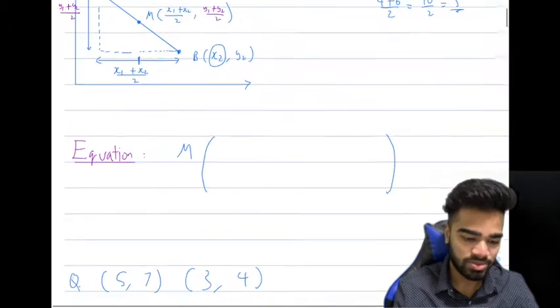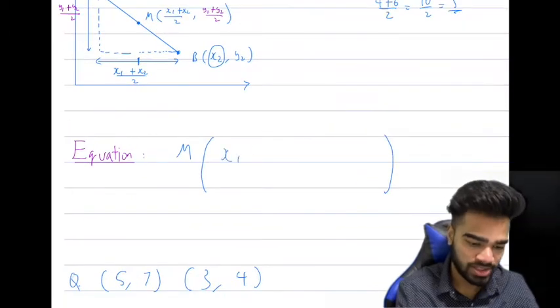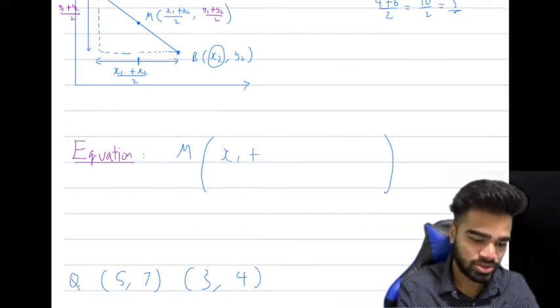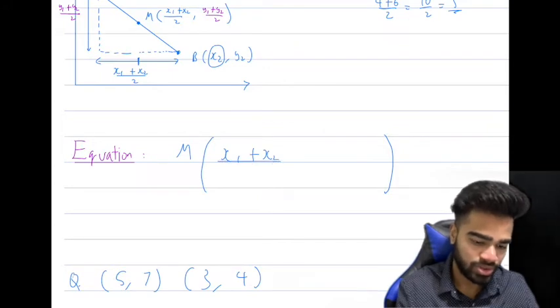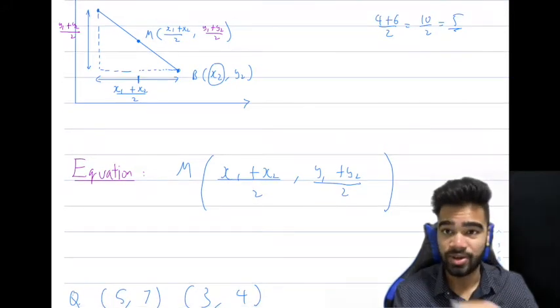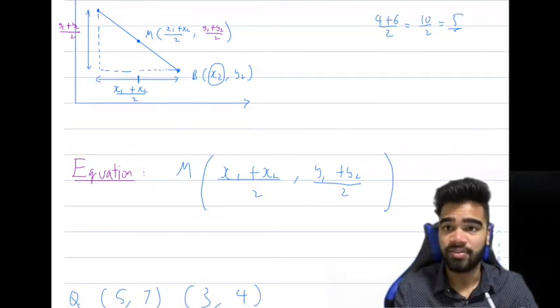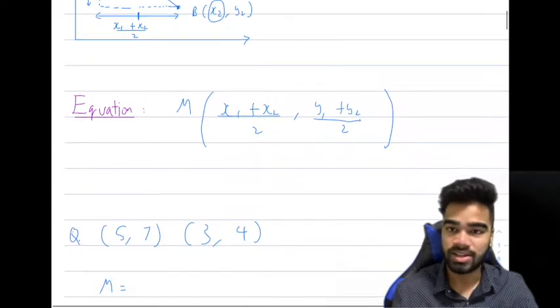So all this gives me my midpoint formula, which is this. I already wrote it: x1 plus x2 over 2, and y1 plus y2 over 2. It's all to do with halfway coordinates, halfway vertically and halfway horizontally. So let's apply this formula now.